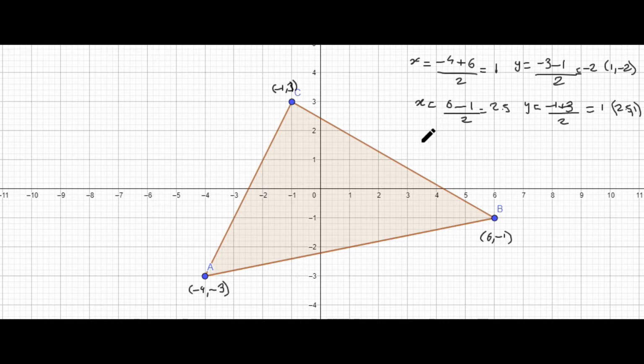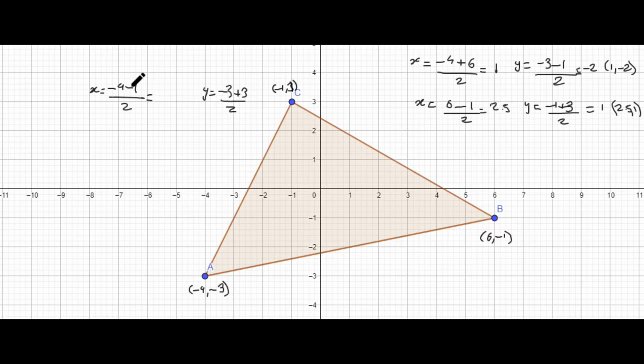And then we are looking at the third point. Again we look at the x coordinate and y coordinate. Now x would be x1 plus x2 over 2. It doesn't matter which we take as x1 and which as x2. Let me take this as x1 and this as x2. So it becomes -4, which is x1, plus x2, which is -1. So -4 plus -1 becomes -4 minus 1 over 2. And the y coordinates would be -3 plus 3 over 2.